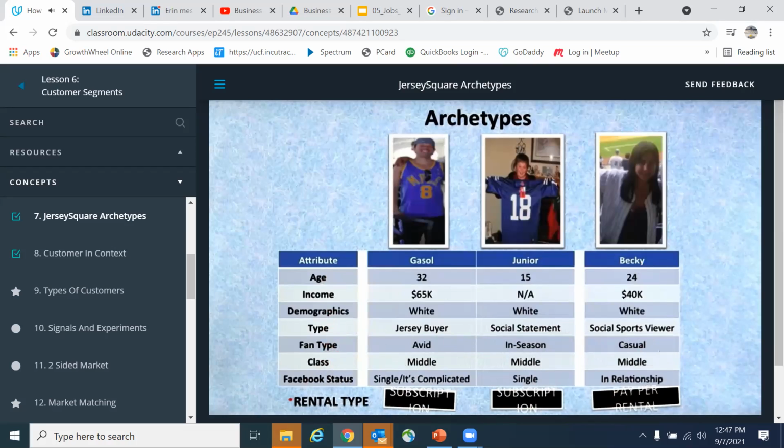Avid, in season, casual? What kind of class were they? Were they upper class and could they afford anything? Or were they middle class or could they barely, they don't even have a credit card? What was their Facebook status? And more importantly, what kind of rental type would they like? And it turned out that was really helpful to kind of understand our pricing model and our revenue streams. So archetypes really helped us understand our customers, the value prop, the revenue, and some of our pricing tactics.